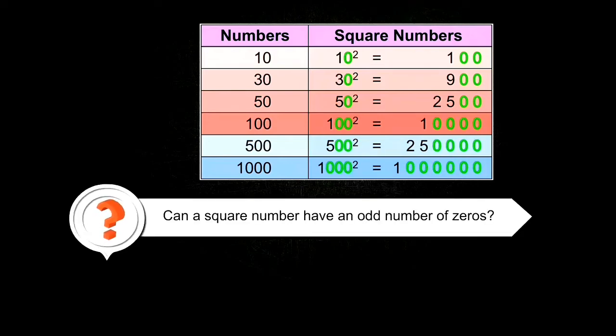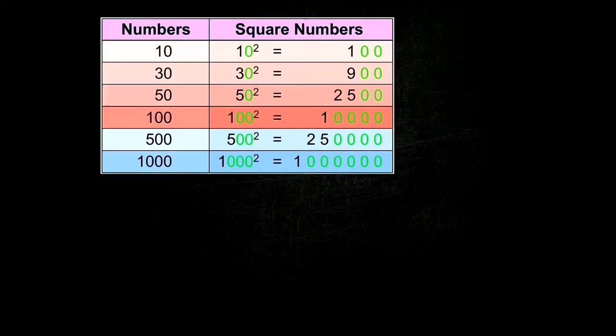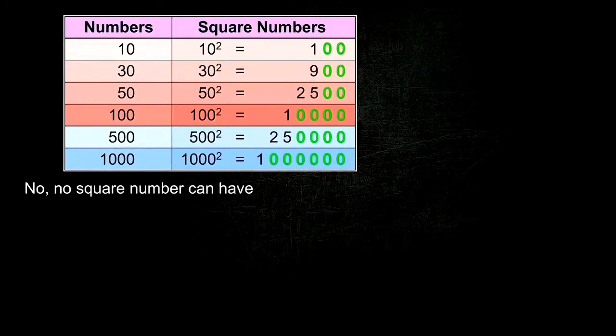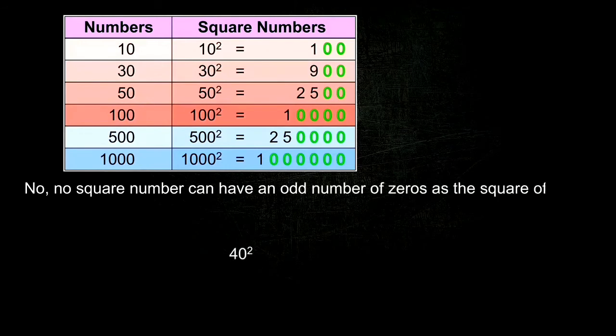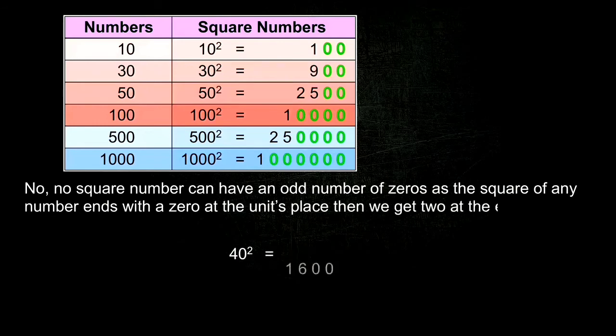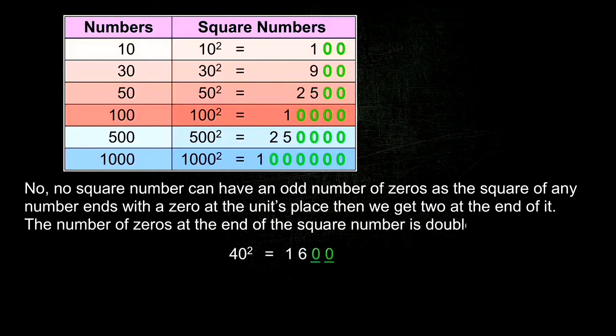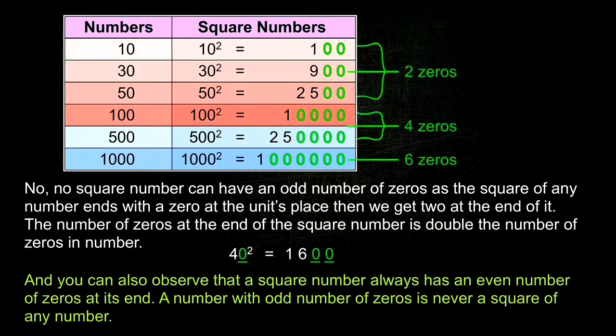Can a square number have an odd number of zeros? No, no square number can have an odd number of zeros, as the square of any number ending with a 0 at the units place gives 2 zeros at the end of it. The number of zeros at the end of the square number is double the number of zeros in the number. You can also observe that a square number always has an even number of zeros at its end. A number with an odd number of zeros is never a square of any number.